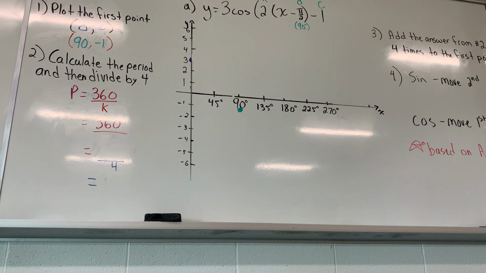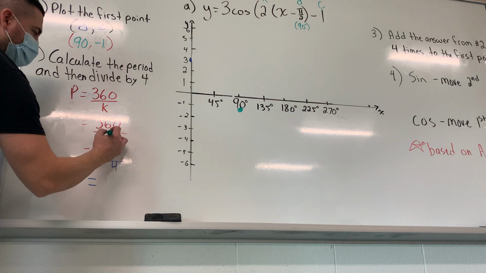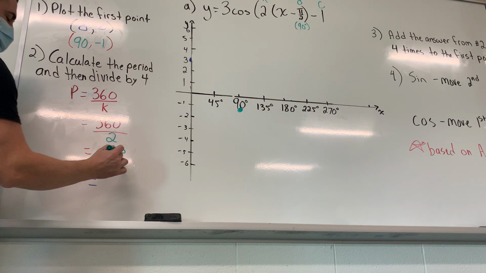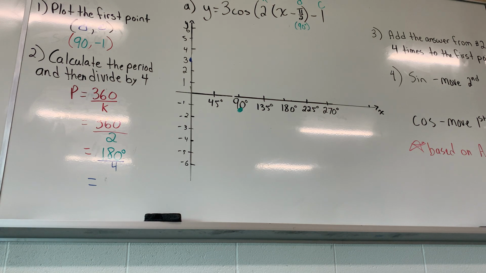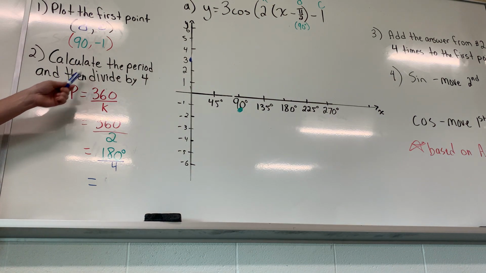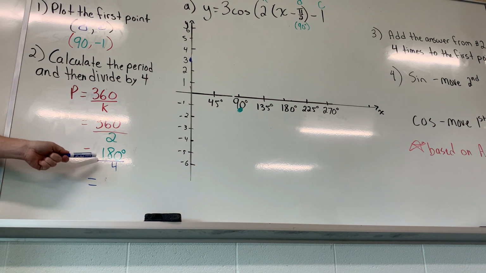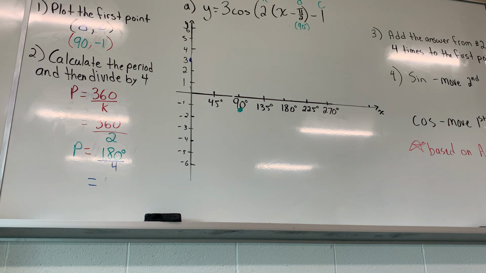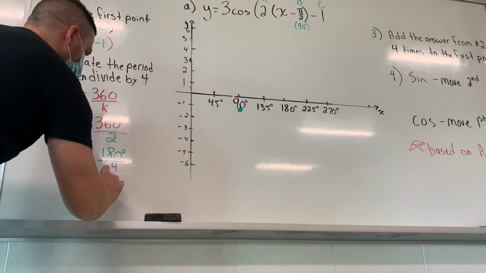Second step, calculate the period. So 360 divided by your K value. What's my K value? 2, right? So 360 divided by 2 is 180 degrees. When I give this on the test, I'm going to ask you to give me the 4 steps. So remember the second step, calculate the period and then divide by 4. So the period's 180. Now we divide that by 4 and we get what? 45 degrees.